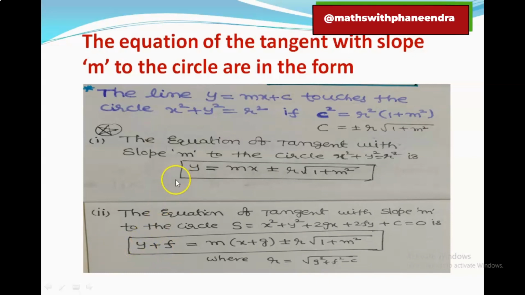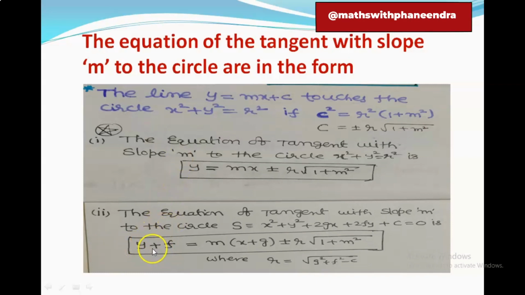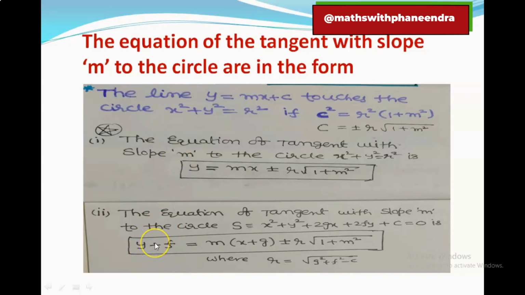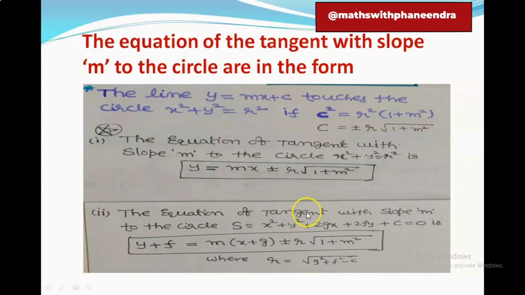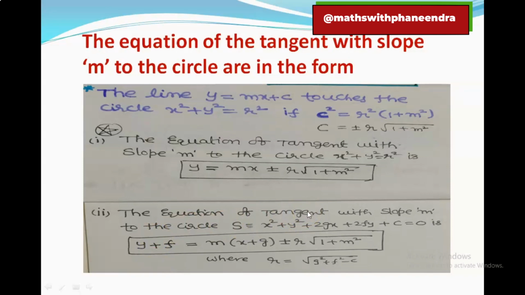You have to remember both the formulas. For this formula, they will ask questions like: find the equation of tangent to the circle which is parallel to the given line, or which is perpendicular to the line. Like this they will ask the question. In the next class, we are going to discuss the problems related to tangent with slope.